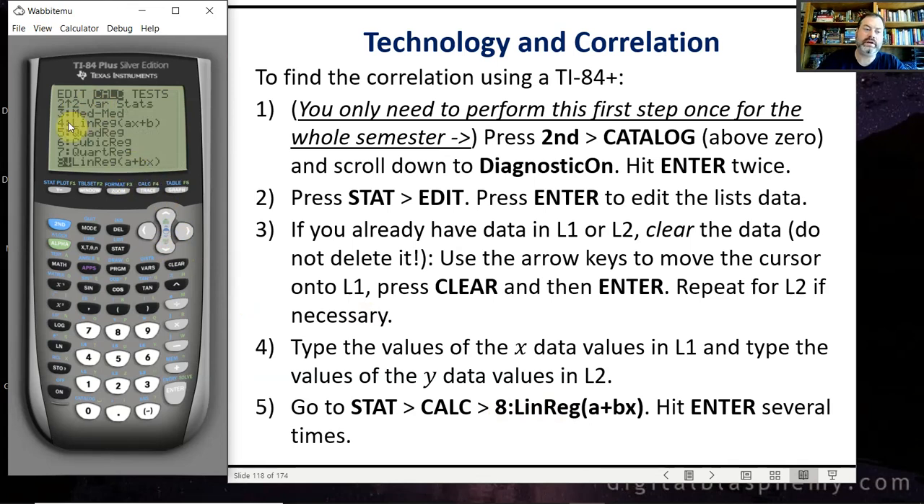Before we go any farther, I want to point out something. There is another LinReg here, number 4, which is ax plus b. You cannot use this. In this section, you will get the same answer for the correlation. In the next section, 2.6, you're going to get the wrong answer if you do that. And you won't know why you're getting the wrong answer because we're using technology.